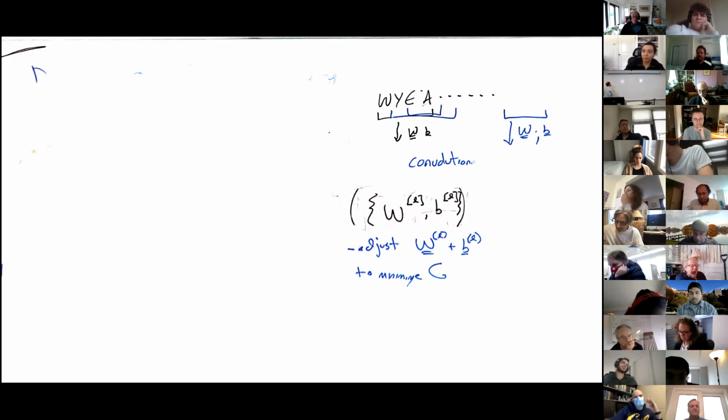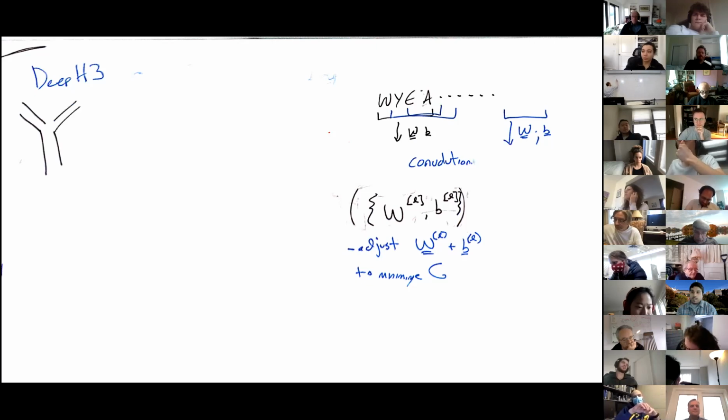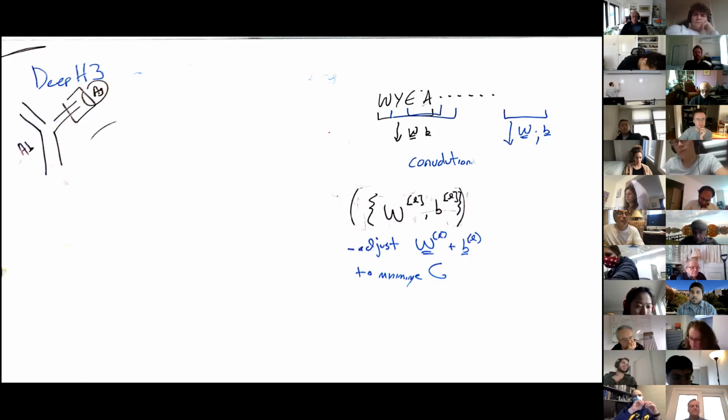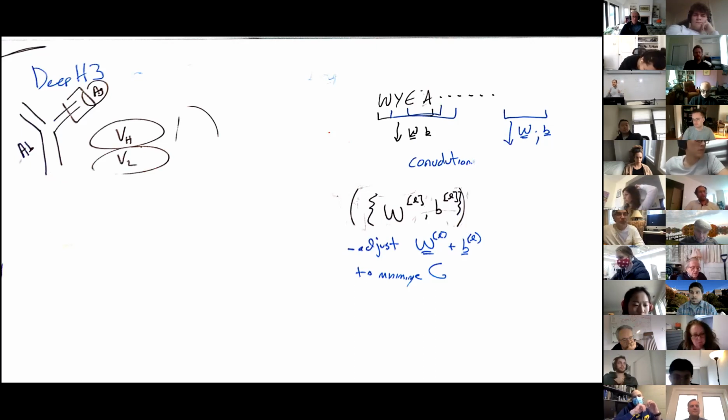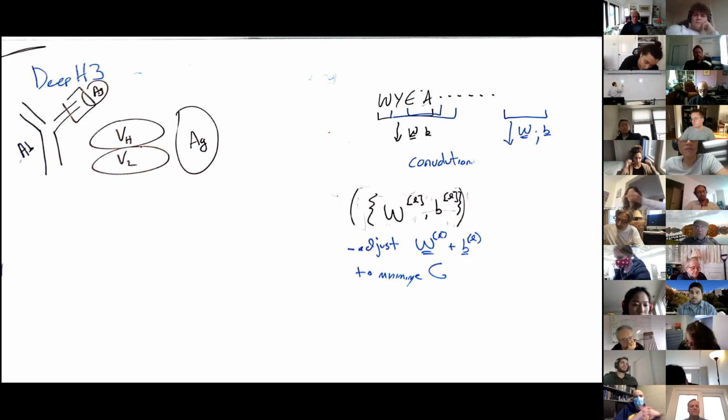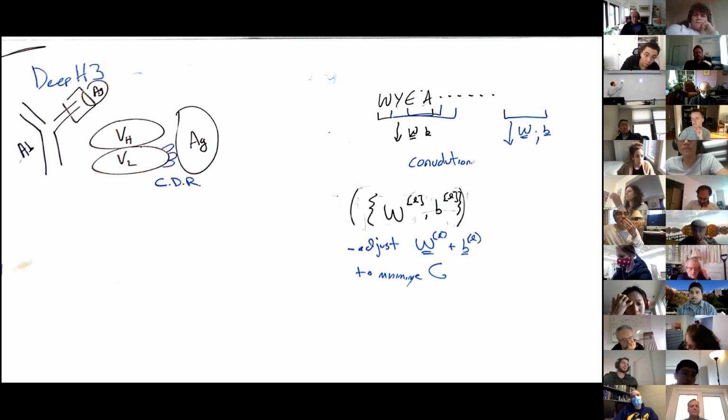And the problem we chose to work on: you all know antibodies have this structure with 2 light chains and 2 heavy chains. And if you look at the business end there where it's going to bind an antigen, you have 2 domains. You have the variable domain on the heavy chain and the variable domain on the light chain. And those bind to an antigen. And the structure of an antibody is mostly conserved. It's mostly the same. But what's always different is the so-called complementarity determining regions. There's 3 loops on the light chain and 3 loops on the heavy chain.